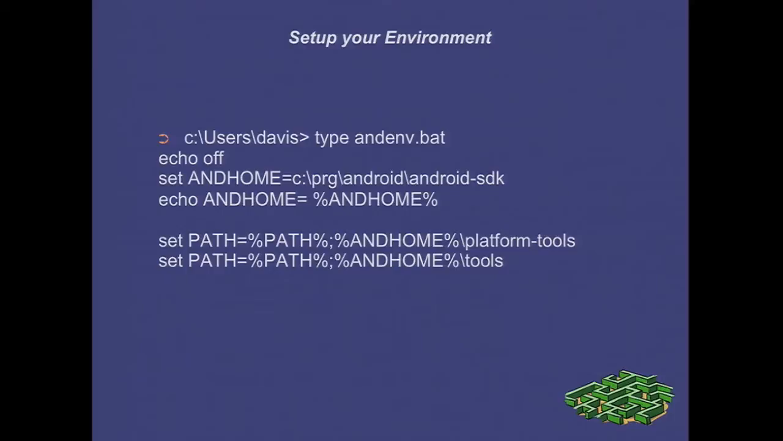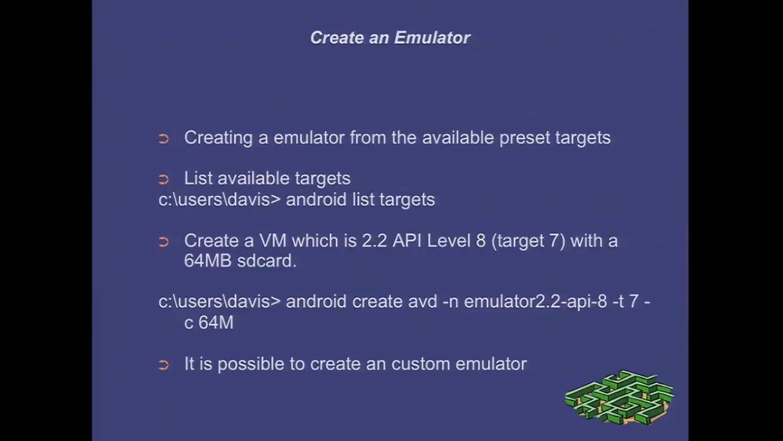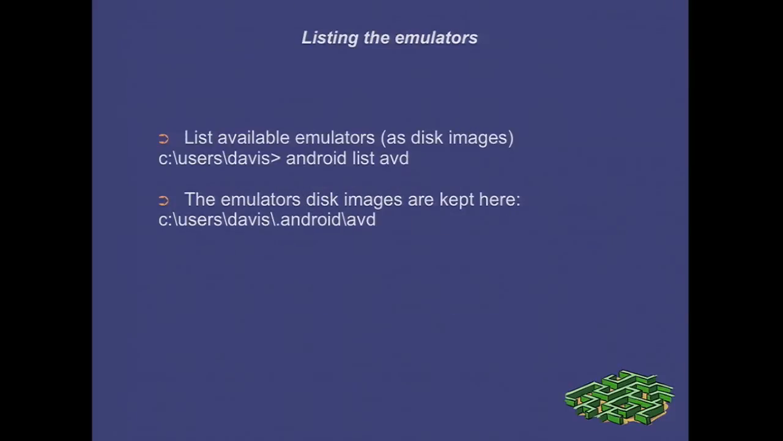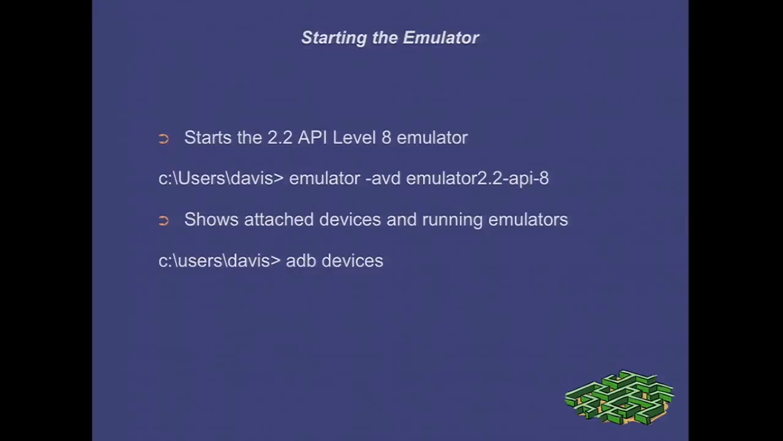All you need to do is set up your environment. This is the contents of my Android environment.bat file. You put this in and just run it from the command line and you're good to go. To create an emulator, you want to create it from a list of targets, similar to what you see in Eclipse for the targets that are available. Android list targets will give them to you. Here is the command for creating a 2.2 API, and it's gone. Once you do that, you can list the emulators that you've created using the list AVD command, and they're kept in this directory here. So you can do a directory listing there and look as well.